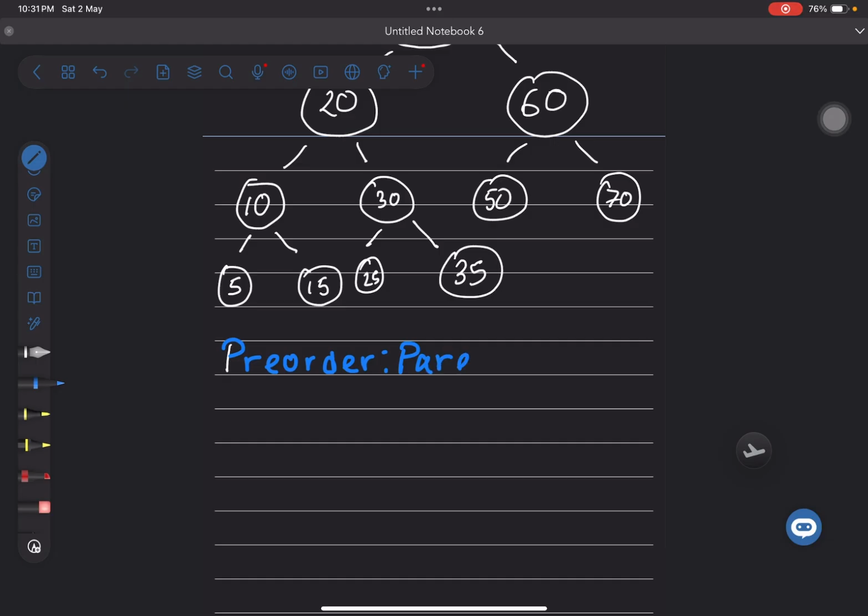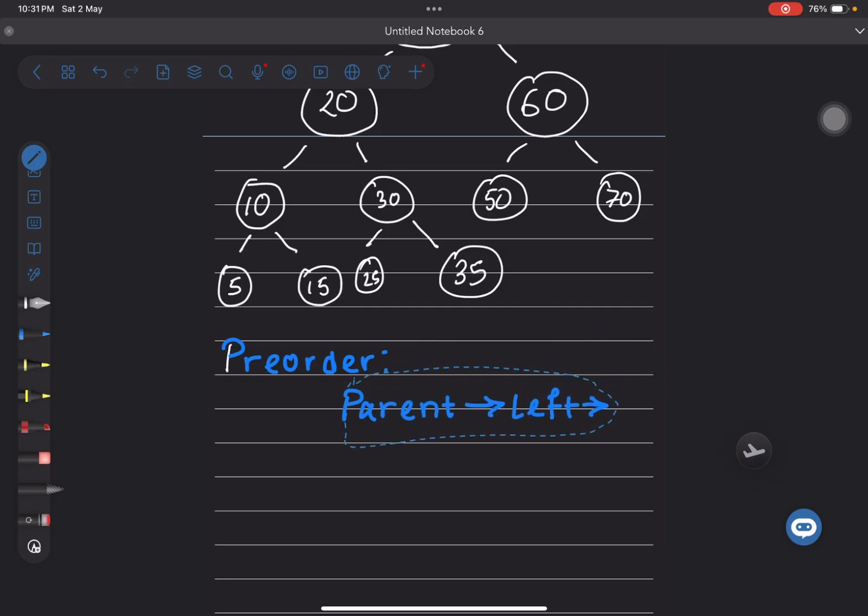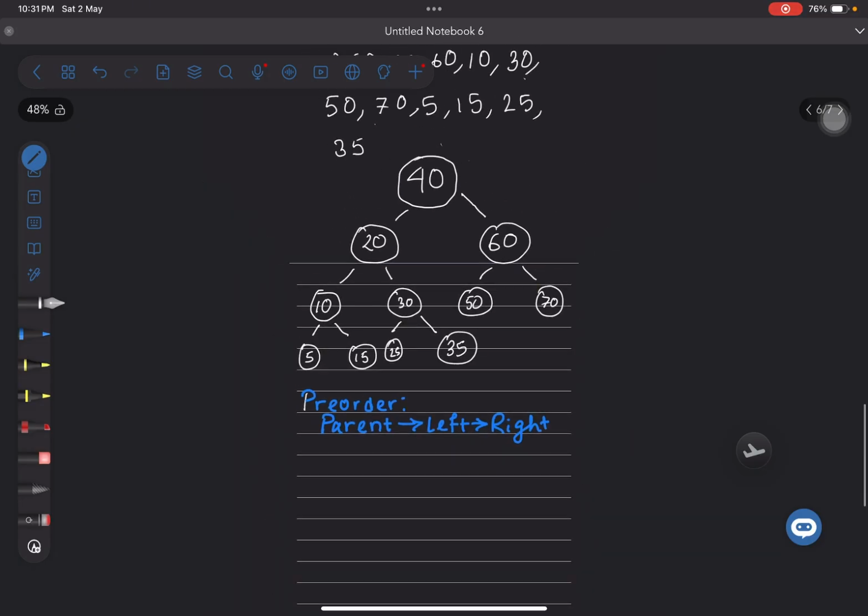You go to the parent at first, and then you go to the left child, and then, let me actually move this bottom. So you go to the parent, and then you go to the left, and then you go to the right. So how does that work? So at first we hit the parent. What is the absolute parent?